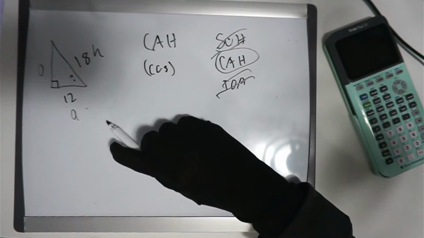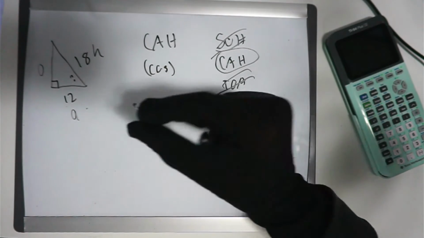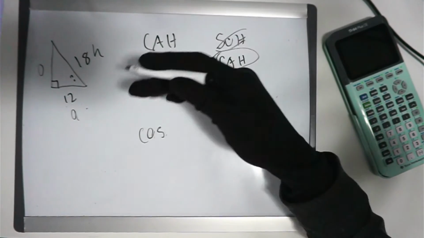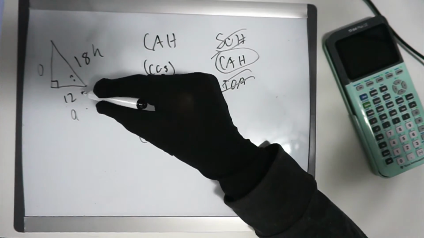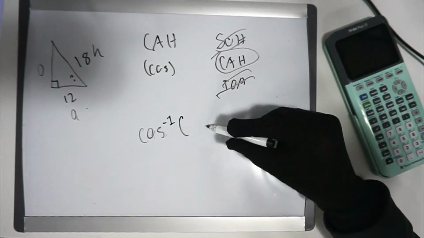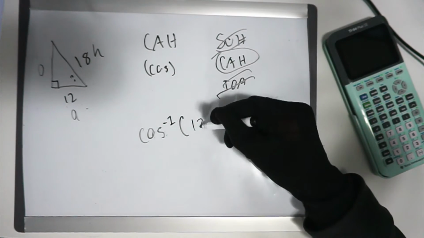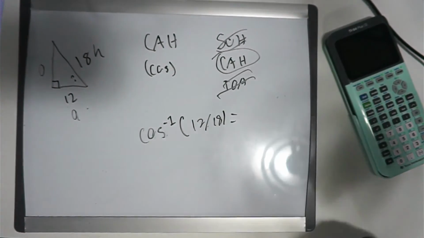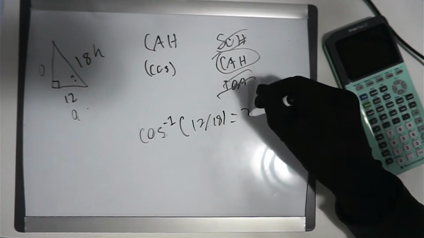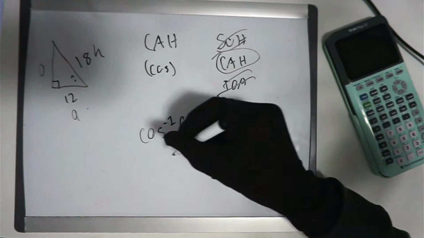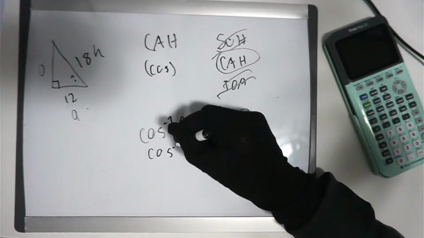So if we have adjacent here and hypotenuse here, we know it will be cosine, and since we're trying to find a degree, not a side, that means we have to use the inverse, cosine -1, adjacent over hypotenuse, which then would equal whatever our question mark is. So if we figure this out, cosine -1.